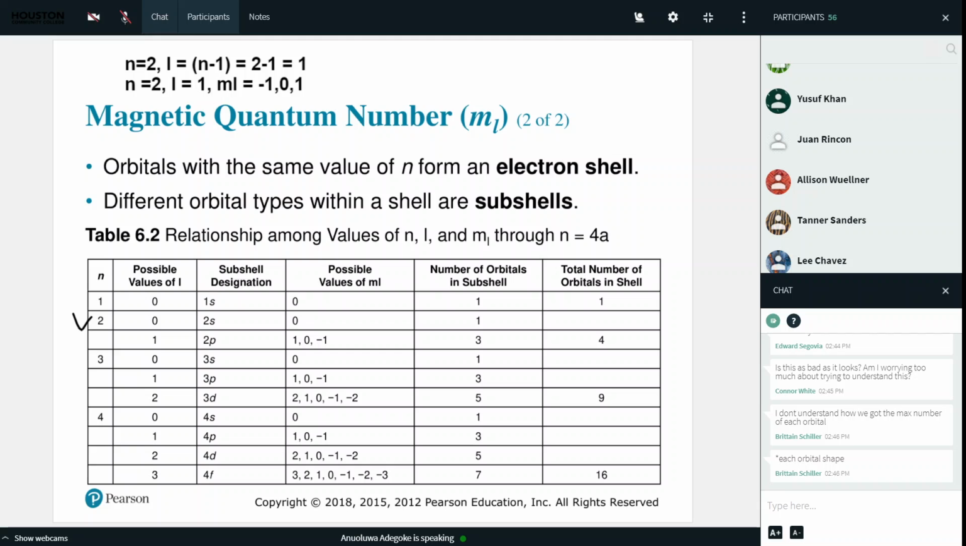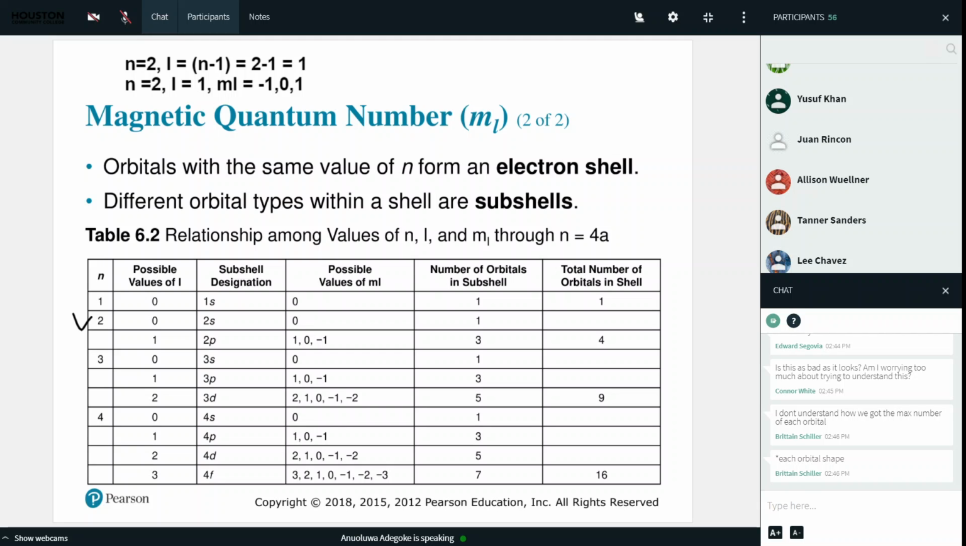This minus 1, 0, 1 basically represents the p orbital, because 1 represents the p orbital. This magnetic quantum number just represents the shape, or rather the orientation of the orbitals. So if the orbital is s, the value of ml will be 0, and the number of orbitals is 1. If the orbital is 3p, for example, 3p represents the electron being in level 3.